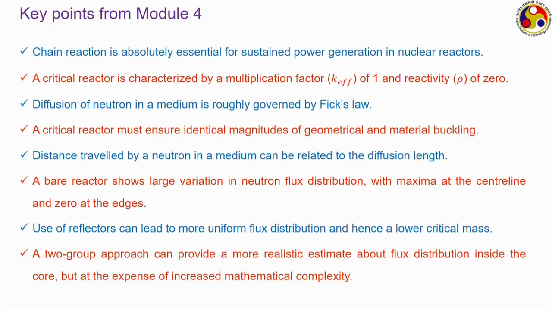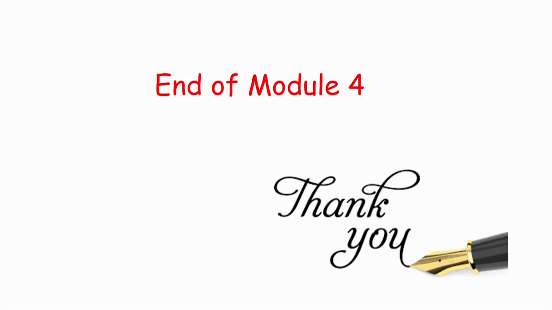I forgot to mention the last one, which is the two group approach, which provides a more realistic estimate but adds computational and mathematical complexities, of course. So we now know how to calculate the total energy that can be produced from a reactor, and in the next module we shall be discussing how we can harness that energy and transfer it to the coolant, because we shall be talking about nuclear thermal hydraulics.